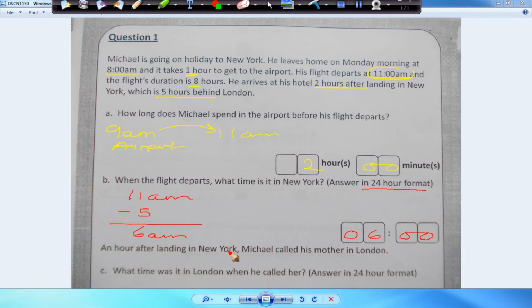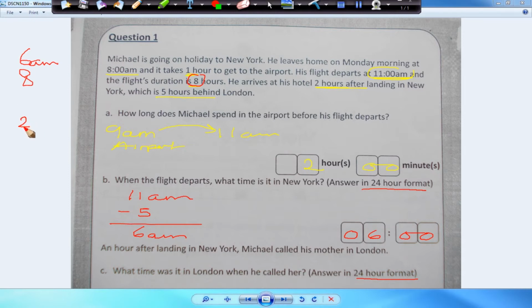Okay, part C. An hour after landing in New York, Michael called his mother in London. What time was it in London when he called her? Answer in 24-hour clock. Now, when he left the UK, it was 6 o'clock, wasn't it? How long did the flight take? 8 hours. So it was 6 a.m. according to New York time, and then he adds another 8 hours. What's 6 o'clock in the morning add 8 hours? Well, 6 add 6 will give you 12 noon, so it'll give you 2 o'clock in the afternoon, isn't it?